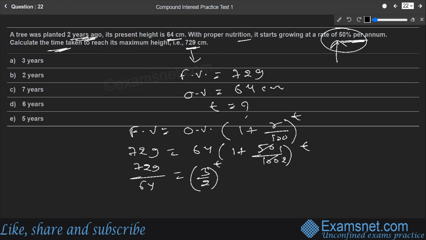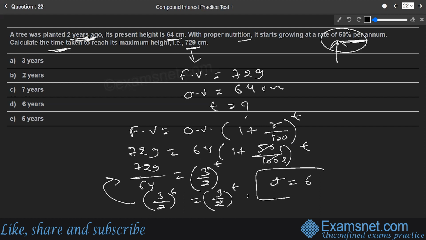So 729 by 64, if you want to write in terms of 3 by 2, is simply 3 by 2 to the power 6. As you can see, 3 to the power 6 is 729, 2 to the power 6 is 64. So 3 by 2 to the power 6 is the exact replacement of 729 by 64. On the right hand side, there is also 3 by 2 to the power t. So if we compare these two, the t value comes out to be 6, which is available in option number D, and is the right answer.